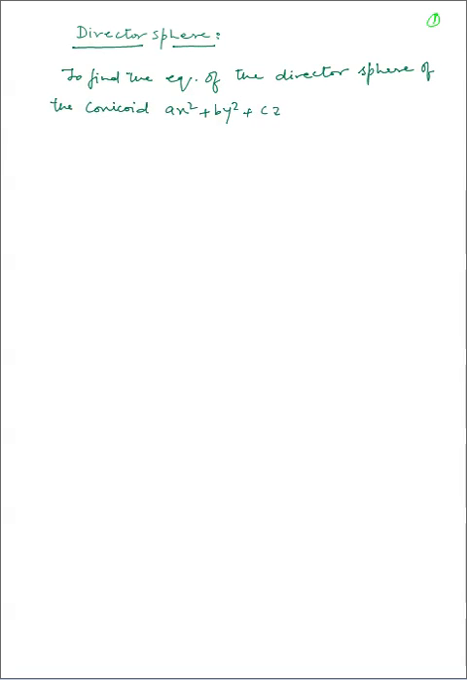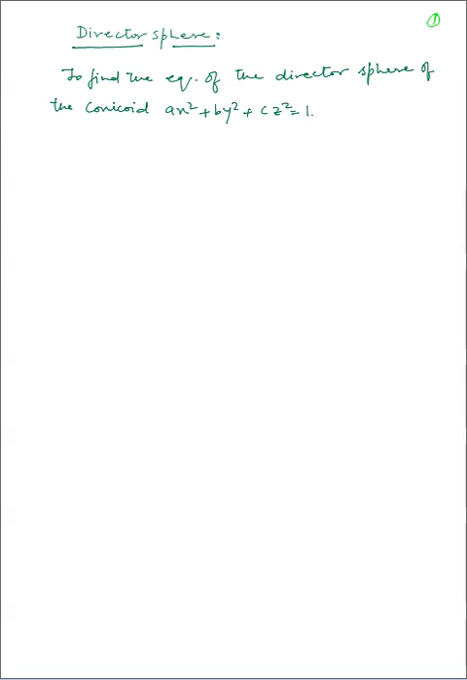The question which was asked in 2017 was, it is a definition of director sphere also, that we have to find out the equation of the director sphere of the conicoid. So to find the equation of the director sphere of the conicoid ax square plus by square plus cz square is equal to 1.